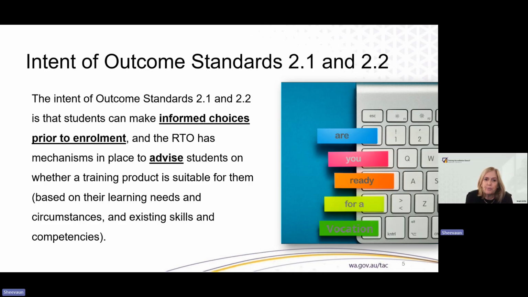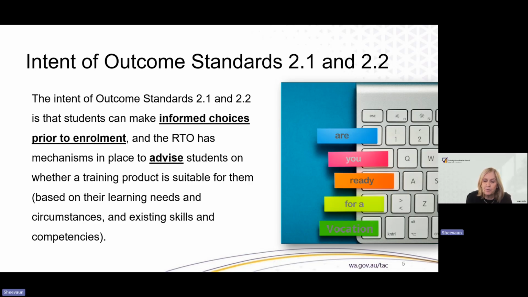Specifically, standards 2.1 and 2.2 basically are about making sure that students can make informed choices, and of course prior to enrolment, and that the RTO has mechanisms in place to advise students on whether or not the training programme is actually suitable for them.